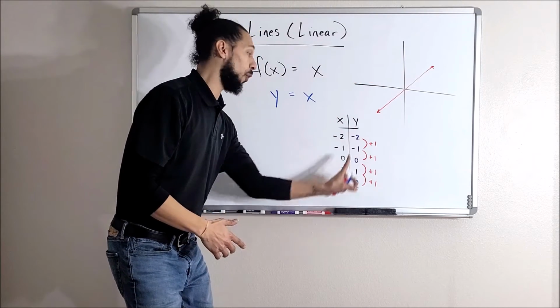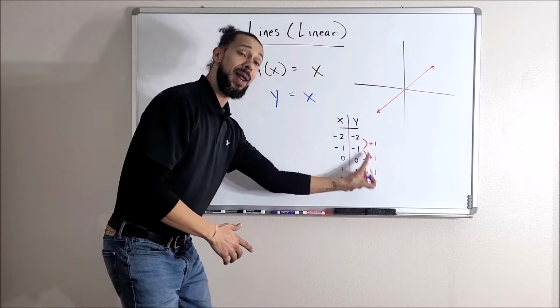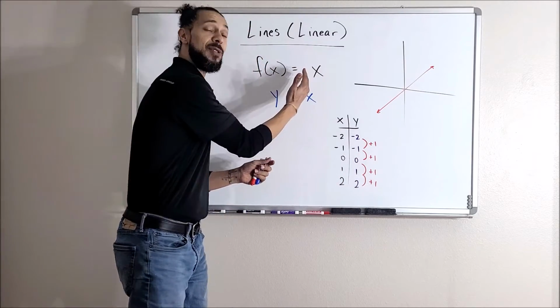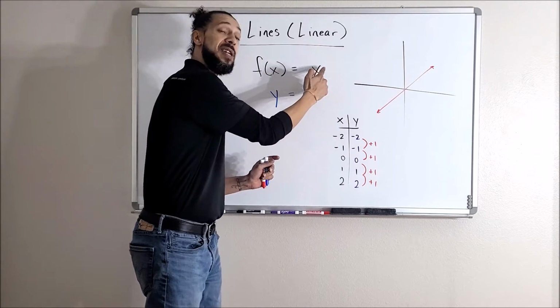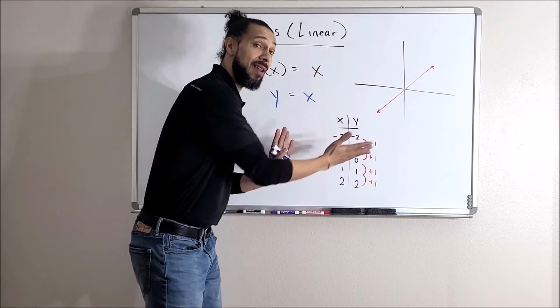Look at all of these data points. Notice how they're all going up by the same amount. Remember, sometimes there will be numbers in front of here that would tilt that line. Sometimes there will be numbers after here that would kind of move that line.